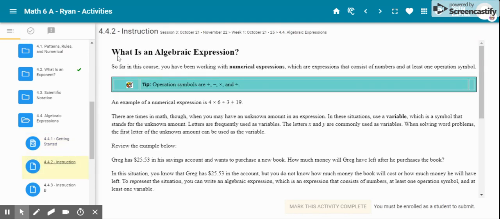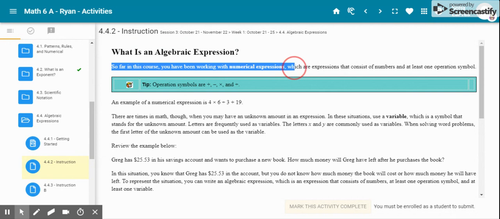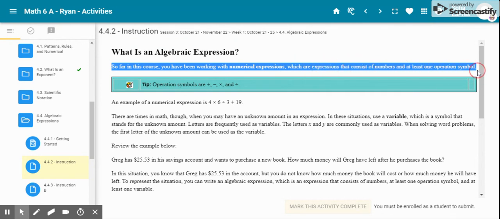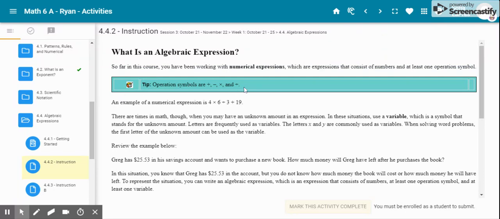Okay, so what is an algebraic expression? So far in this course, you've been working with numerical expressions, which are expressions that consist of numbers and at least one operation symbol. As a reminder, operation symbols are the symbols that represent addition, subtraction, multiplication, and division. So this is just an example of a numerical expression. 4 times 6 divided by 3 plus 19. We have at least one operation symbol, and we have a series of numbers.